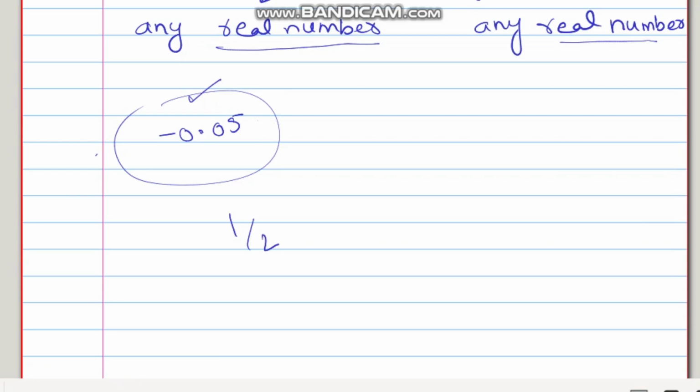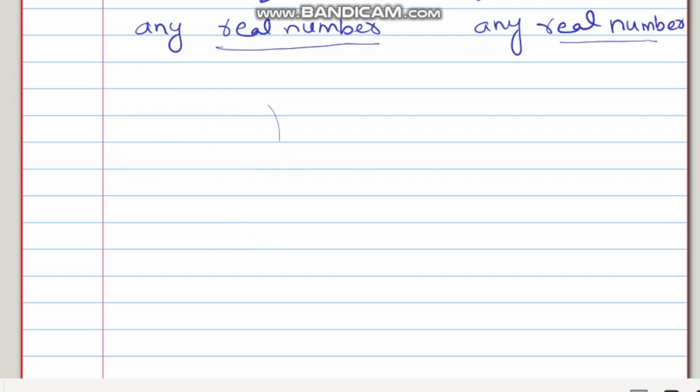This is a very good thing. The real number is a very big category. It includes all the numbers. And the special name for this is the fraction. 1 by 2 is a fraction. And that's why these are all real numbers.